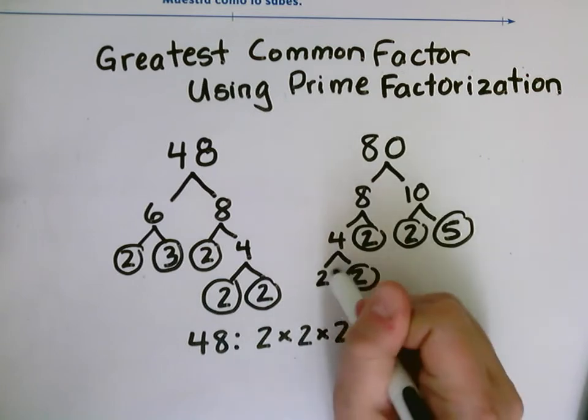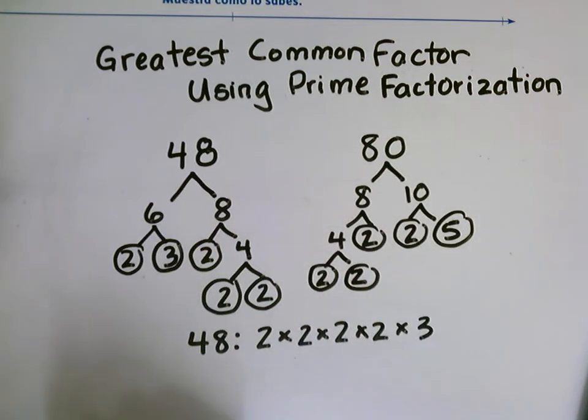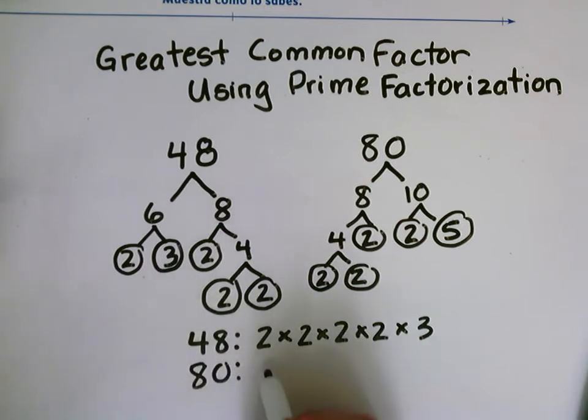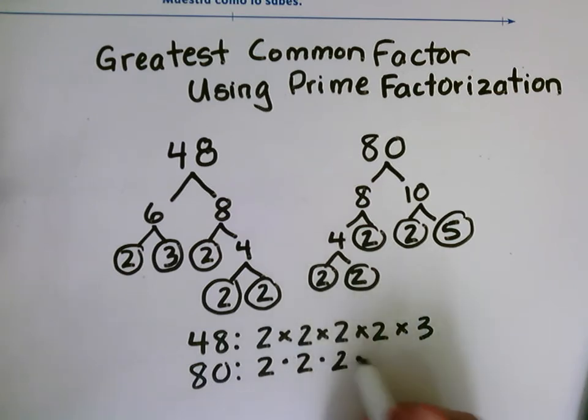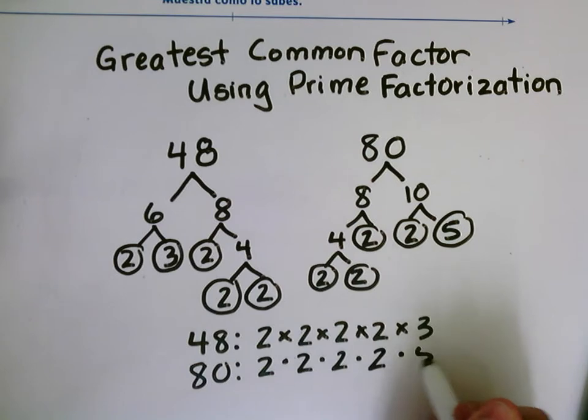All right, we have all of our prime factors of 80. So I'm going to write that down here, right underneath my other ones. And I have 2, and we can also write multiplying with this dot, 2 times 2 times 2 times 2 times 5. Okay, now I'm going to see what prime numbers we have in common.